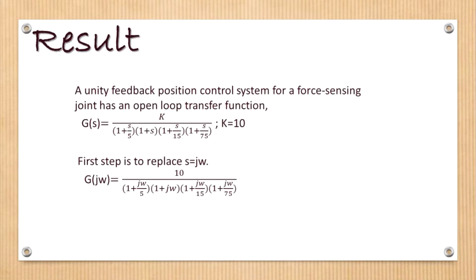I'm going to continue the presentation on the result part of the project. We are required to design a compensator for a unity feedback position control system for a force sensing joint that has an open loop transfer function as shown below, with the assumption k equal to 10. For the first step, replace the s with j omega, and then the transfer function is as shown below.